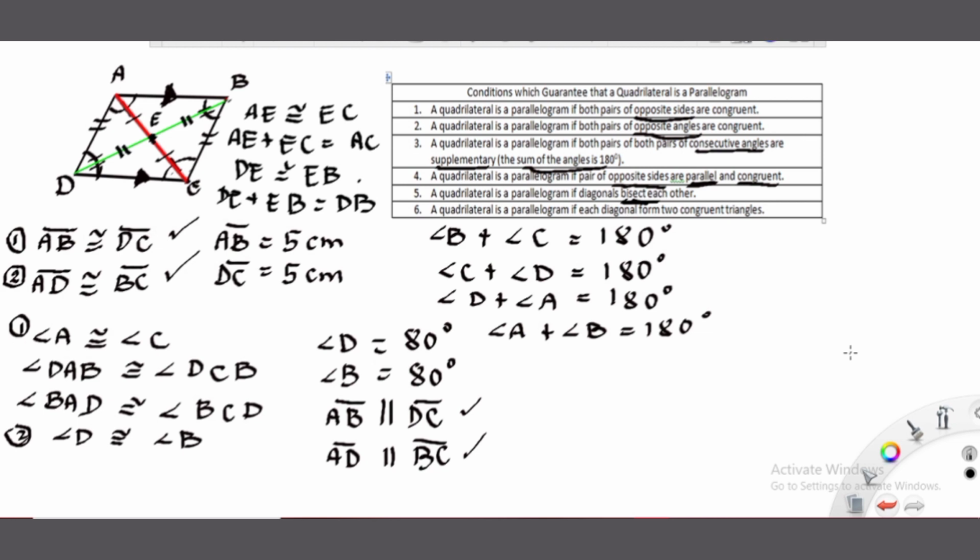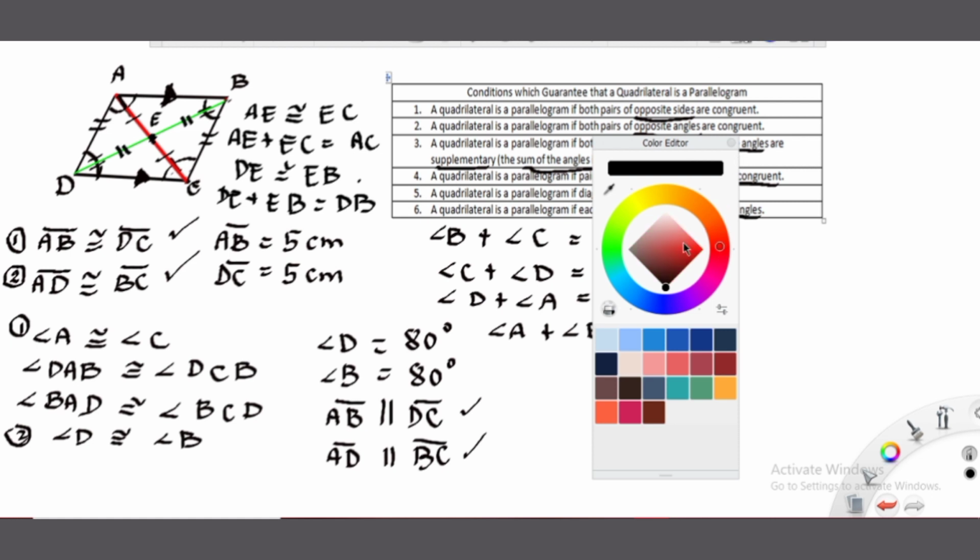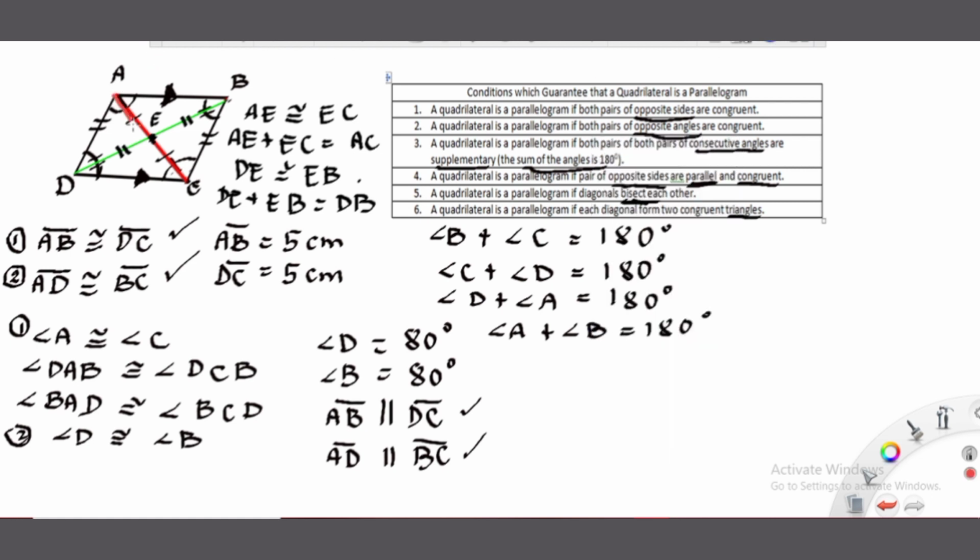Itong dinidiscuss natin. And the last condition: a quadrilateral is a parallelogram if each diagonal forms two congruent triangles. Yung bawat diagonal daw ng parallelogram ay magfo-form ng dalawang congruent triangles. Alright? So, unahin natin tong diagonal na to. We have diagonal AC. So, let's use red for this. Again, let's use a straight line to show this. So, this is one of the diagonals, that's AC.